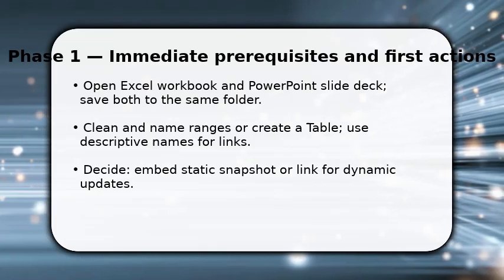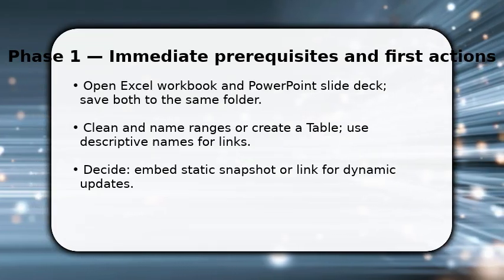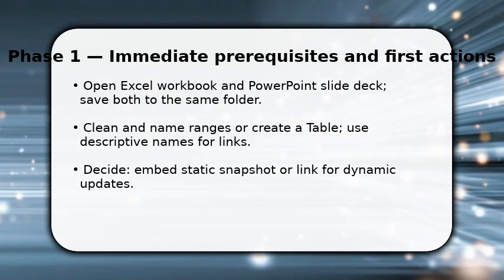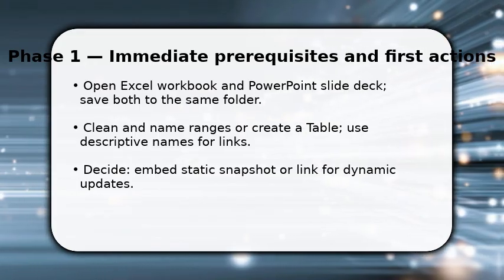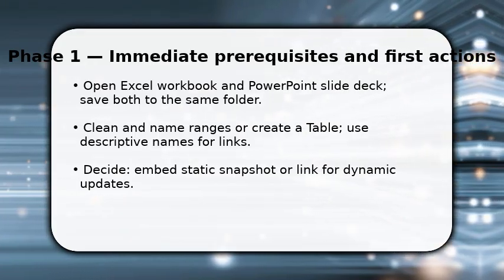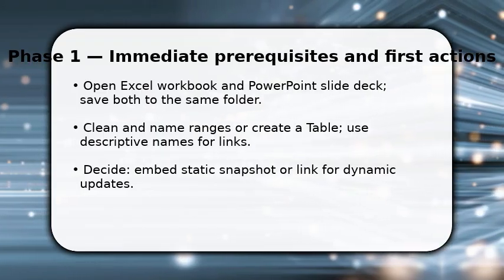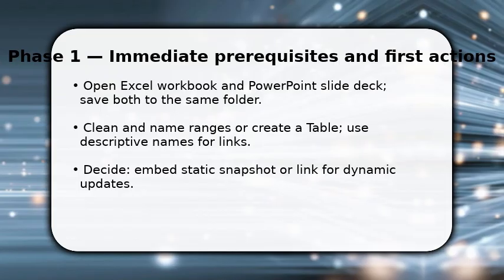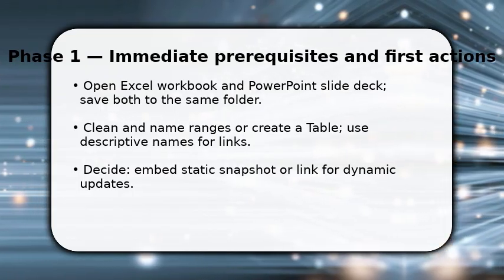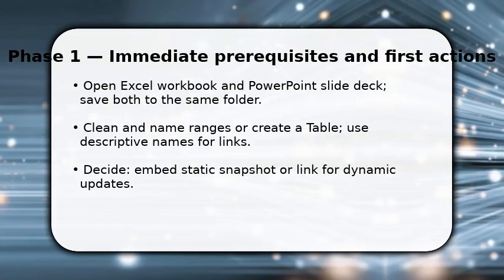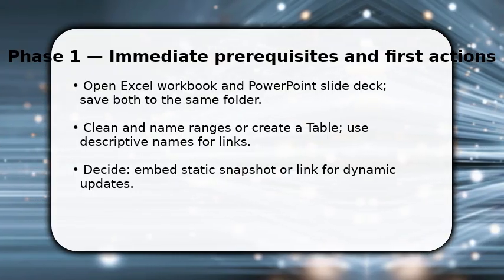You start by opening both files, Excel and PowerPoint, saved in the same folder to avoid broken links. Once done, convert your data to an Excel table or define a named range so PowerPoint can reference it reliably. Make sure to remove extra formatting and hide unused rows. This reduces file size and prevents accidental imports.